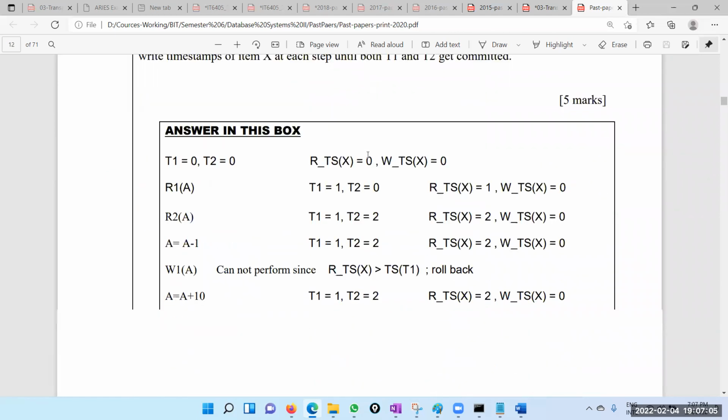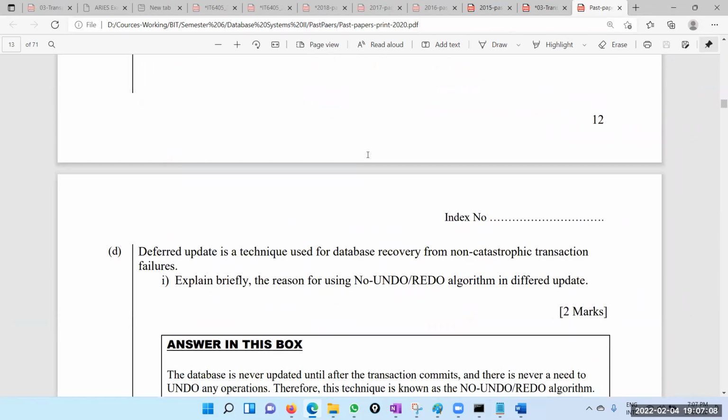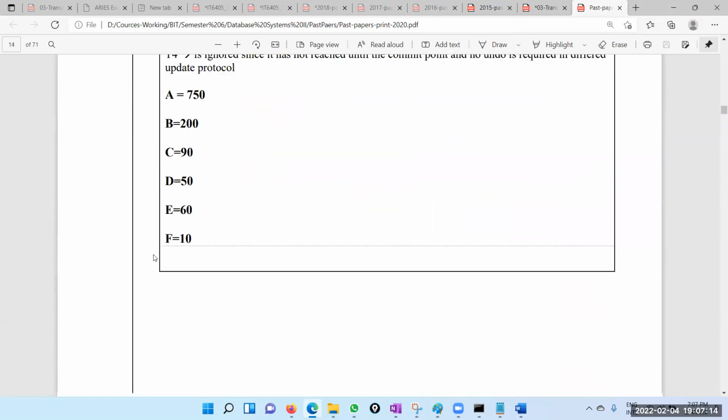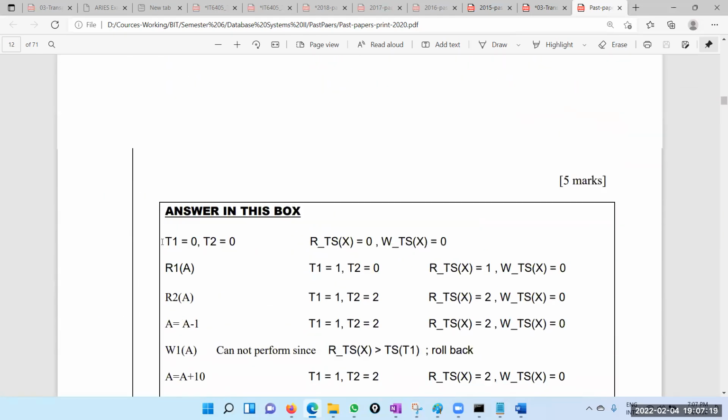Right. So this one we did today itself. So the D part is the final part. Yes, then that's all. Right. So let's do the D part.